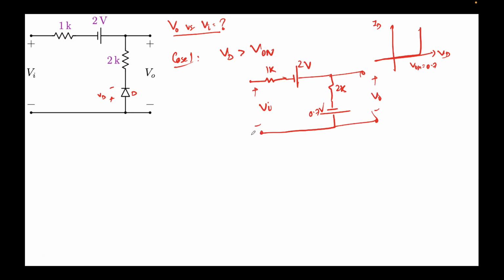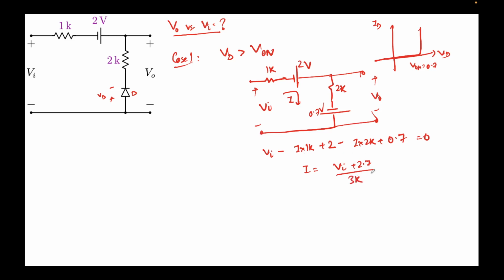Let's keep the current direction the same, that is, clockwise. All right, so I'll write the expression for KVL. Vi minus I times 1K. We are encountering negative polarity, so this will be plus 2, and then I times 2K, again a negative polarity, so plus 0.7 equal to 0. We rearrange the terms, and we will get I equal to Vi plus 2.7, since 2 and 0.7 get added up, over 3K, right?